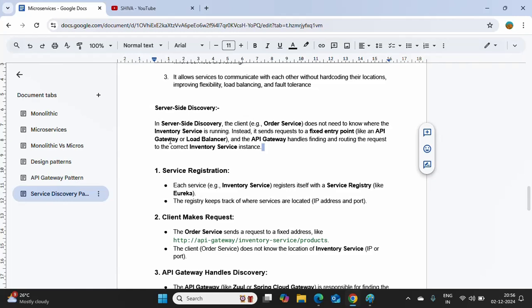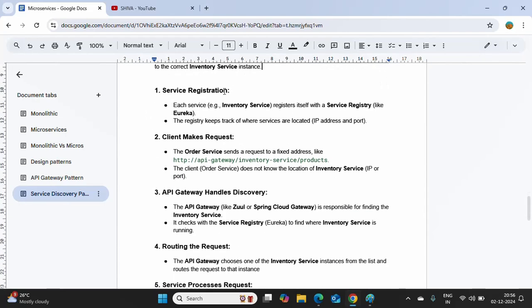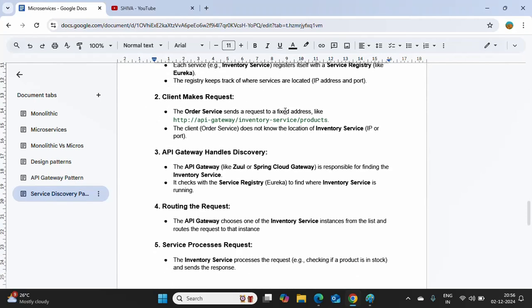For the API gateway, usually we can use Zuul, or we can use the API gateway provided by Spring. The API gateway handles finding, routing and requesting the correct inventory service instance. Like this, the API gateway will find the respective instance and forward the request to the respective inventory service. Then step one, service registry. When you have the two services, inventory service and service registry, whenever these services start running, they register with the service registry, which we know. Then order service sends a request to the fixed address.